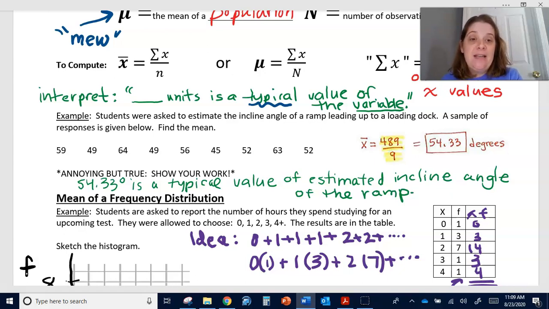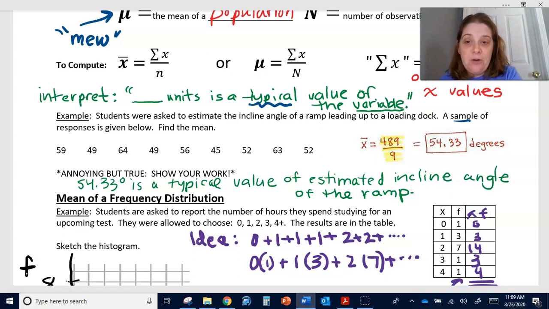Okay, I know this is a sample, and so I've got an X bar here. X bar is, they add up to 489. I already did that in my calculator. I've got 1, 2, 3, 4, 5, 6, 7, 8, 9 values, so divided by 9, and I get 54.33 degrees. So, two things to note.